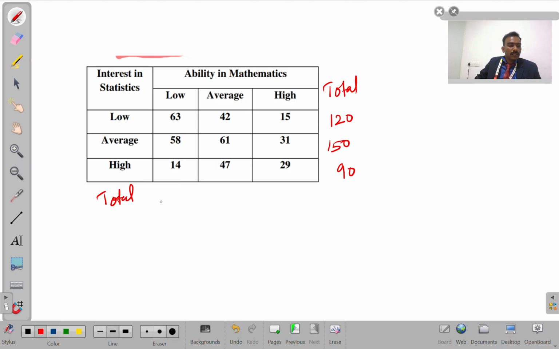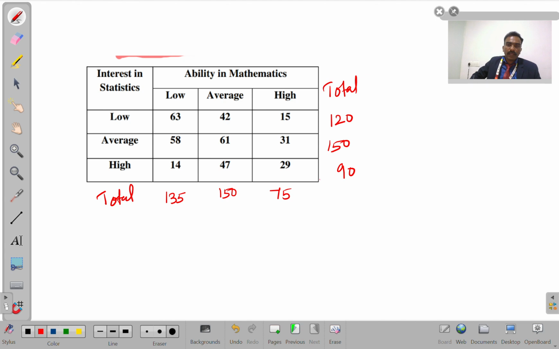Similarly, find the column totals. The column total for low: 63 plus 58 plus 14 is 135. The second one is average: 42 plus 61 plus 47 is 150. Then the sum of the values of high: 15 plus 31 plus 29. 29 plus 31 is 60, and 60 plus 15 is 75.